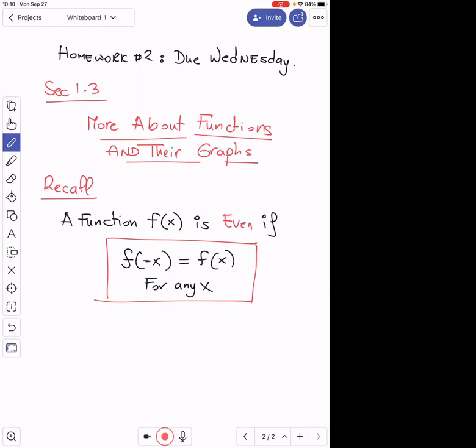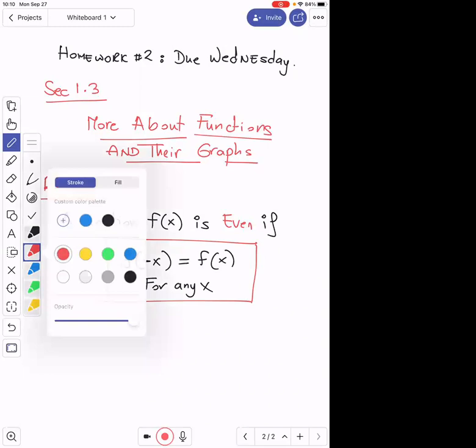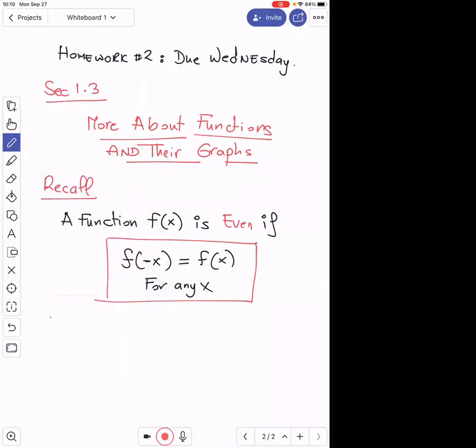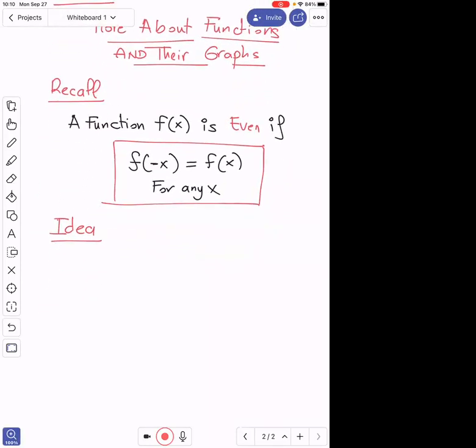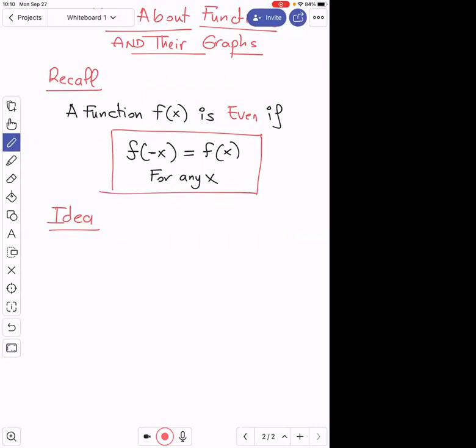Now the idea is the following. What does this definition mean? If you have the graph of f of x, you have your x-axis and your y-axis. And on your x-axis, you have some numbers, let's say 1, 2, 3, 4, and -1, -2, -3, and -4.